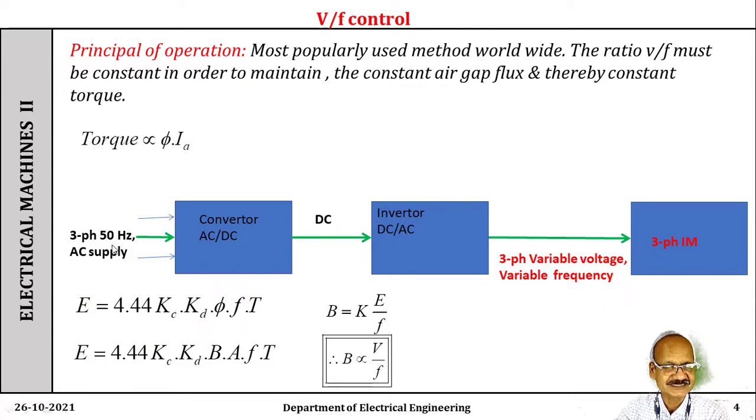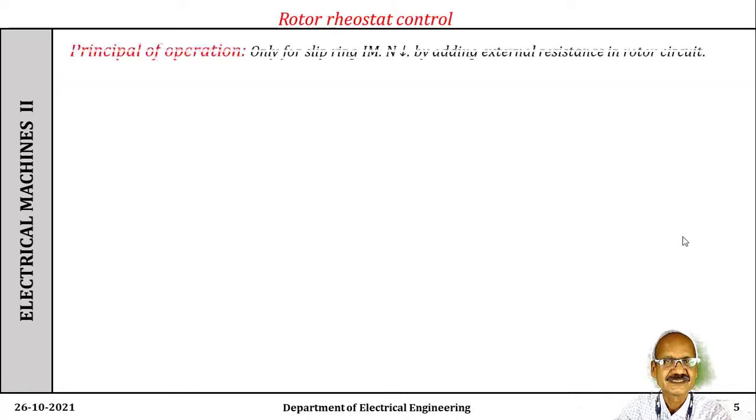Now this 3-phase, 50 Hz AC supply can be converted into DC by using the converter. Then this DC supply can be inverted into a 3-phase variable voltage, variable frequency supply, and that is fed to the 3-phase induction motor. In this way, a wide range of speed variation can be obtained with a moderate efficiency and power factor. So in this way, we have finished this method. Now see the rheostat control.